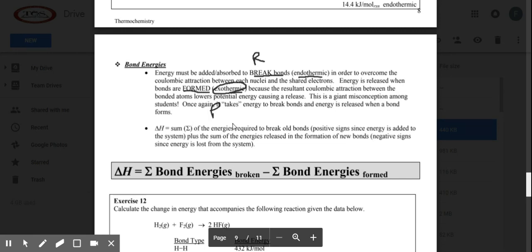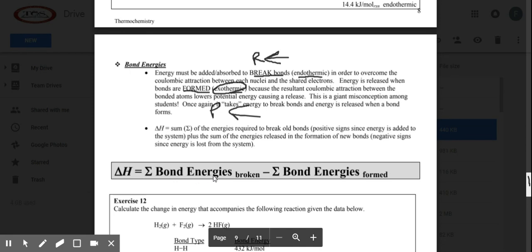Now, to figure out if the overall reaction is endothermic or exothermic, it's like, hey, does it take more energy to break the bonds as a reactant than I get out as my product? Or am I getting way more energy out as a product being released than I have to put in as a reactant? So it's basically whichever is greater is going to dictate whether that overall reaction is an exothermic or endothermic process.